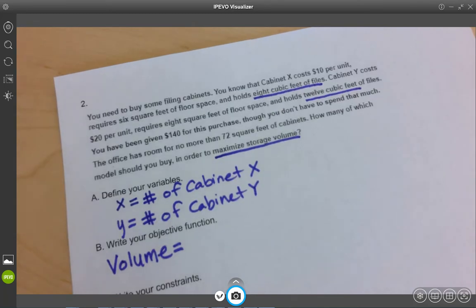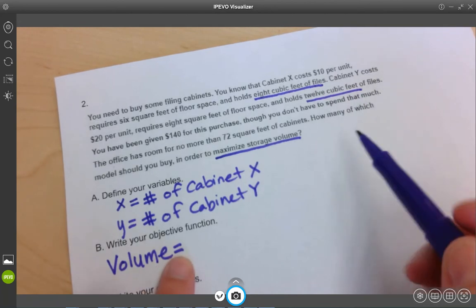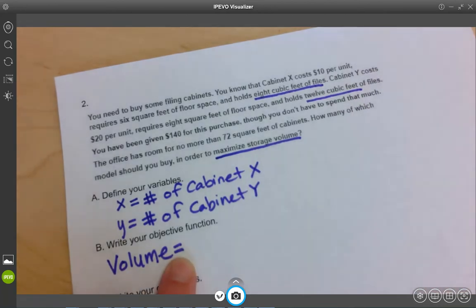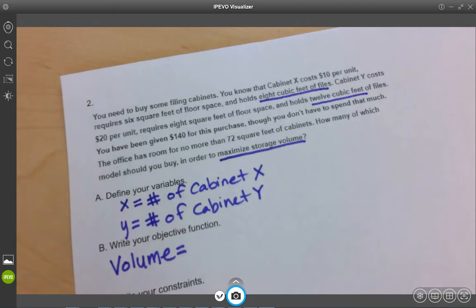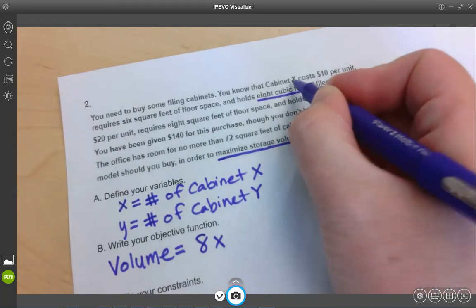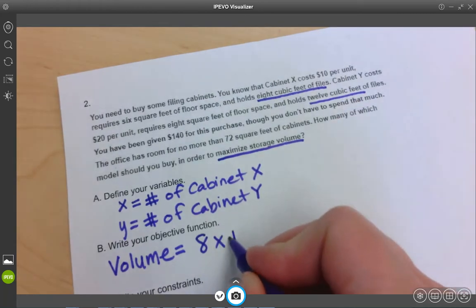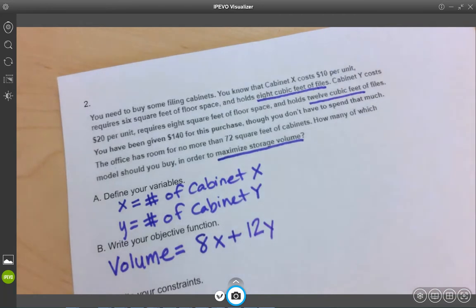All right, so remember I underlined the volume numbers for you to help you find those. So volume equals what number times X? Araceli, did you get that? What did you write for your volume equals? I got 8x plus 12y. 8x, so 8 for cabinet X plus 12 for cabinet Y. That's good.